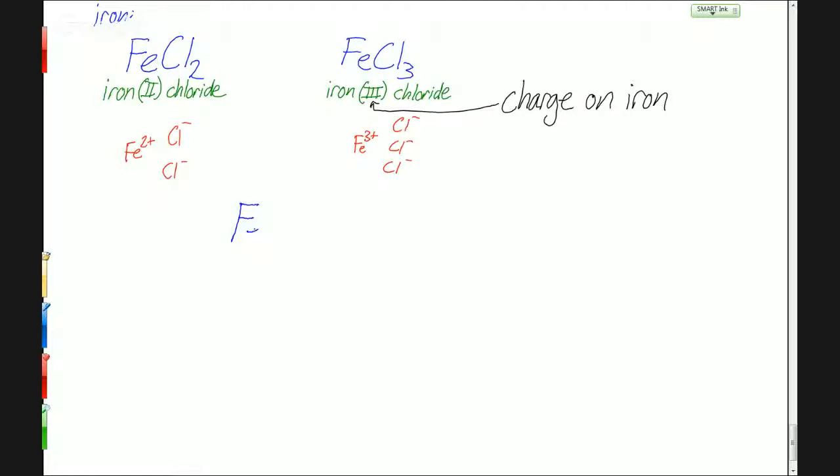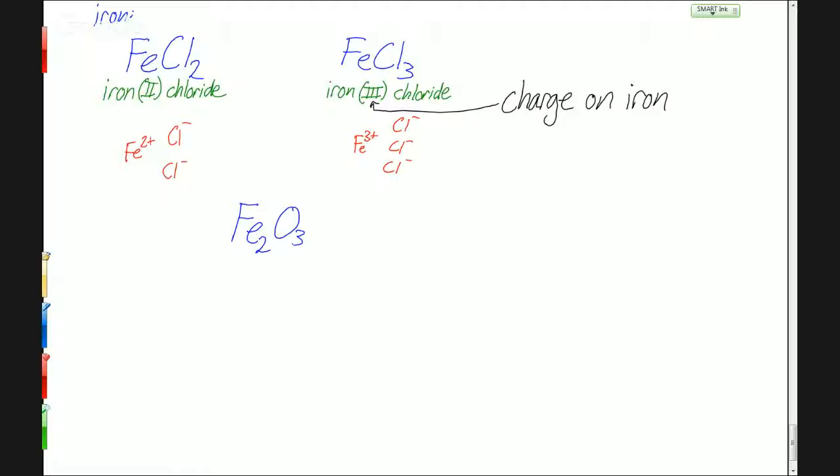So how would you name this compound, Fe2O3? The Fe is iron, and the O is what? Oxide. But how do we know if it's iron 2 oxide or iron 3 oxide or iron something else oxide? We have to calculate the charge. So what's the oxide ion? What's the charge on oxide? -2. Yeah, we did that one earlier.